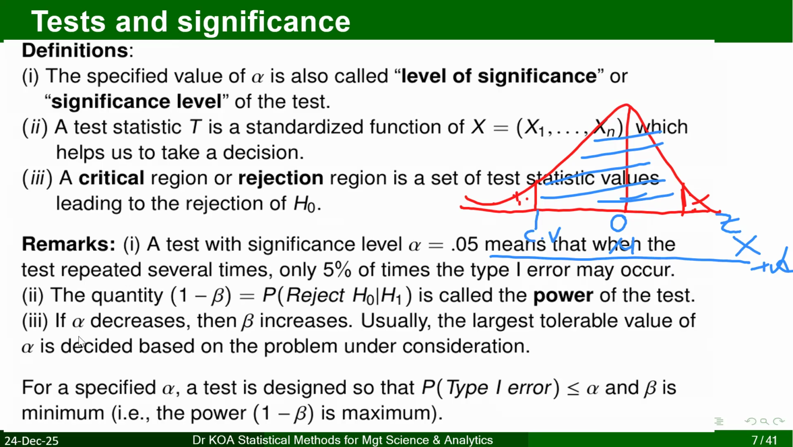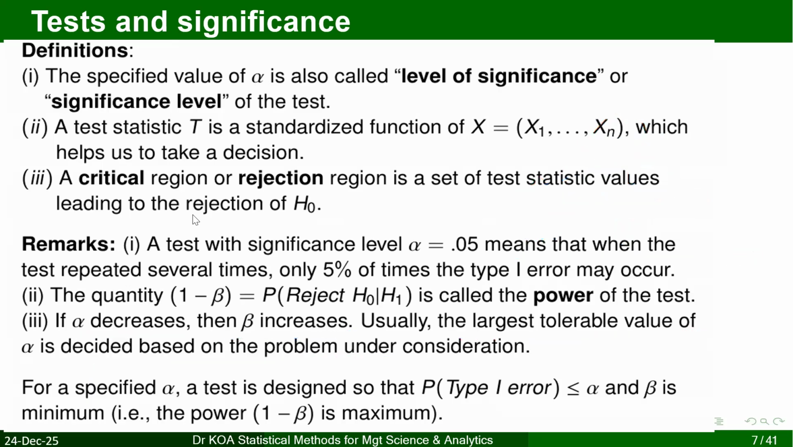So when the type 1 error is falling, then the type 2 error will be rising. That's a very key important point. The other one, 1 minus the type 2 error, is the power of the test. And you have to allow a certain percentage. So the largest tolerable value is decided based on the problem under consideration. So these are the basic definitions that you should note before we come to the real deal. If you don't understand, you may ask.